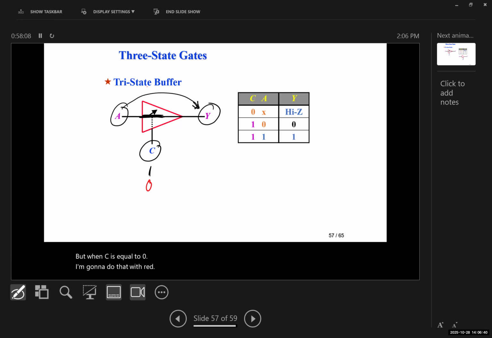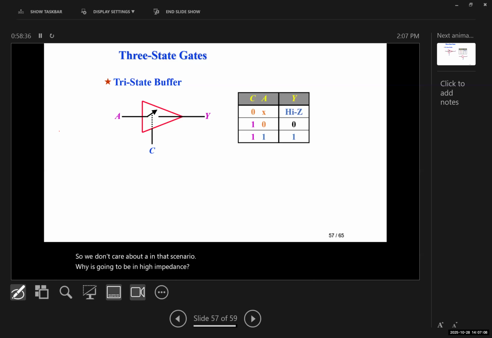So when C is equal to 0, this is disconnected. So the output is neither 1 nor 0. Some people think because it's disconnected it's 0. No, it's neither 1 nor 0. It's in high impedance. So it's not 0, it's not 1, it's nothing, okay? So we don't care about A in that scenario. Y is going to be in high impedance.